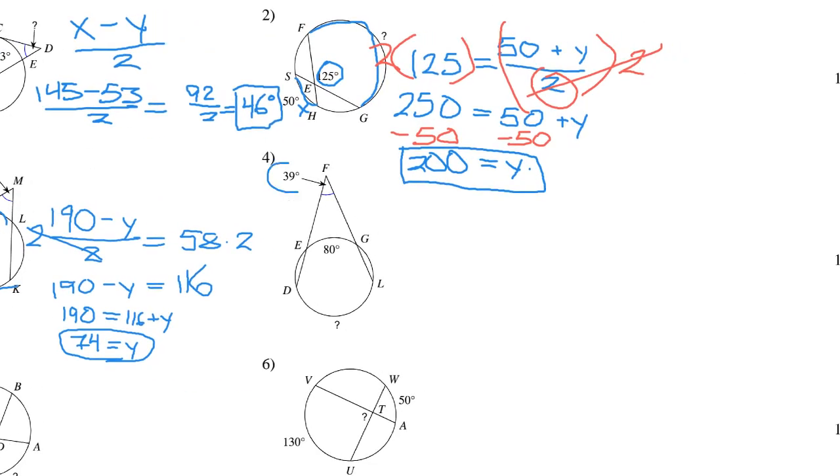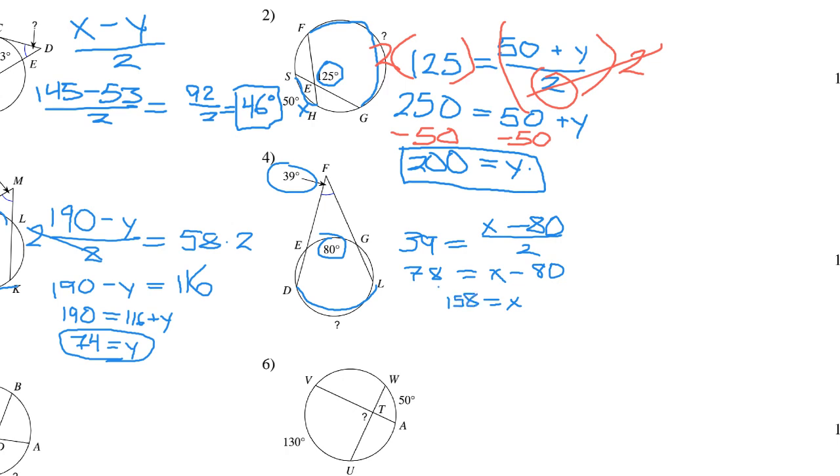We also have the inner arc, so this is the one we're subtracting. We're looking for the big guy. So what we see is that 39, and remember this is one where the angle is outside, so we're subtracting. So the angle is (x minus 80) over 2. Multiply both sides by 2. We should get, let's see, 78 equals x minus 80. If we add 80 to both sides, we get x equals 158.